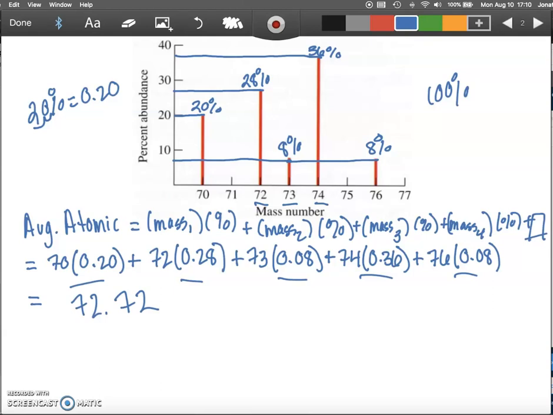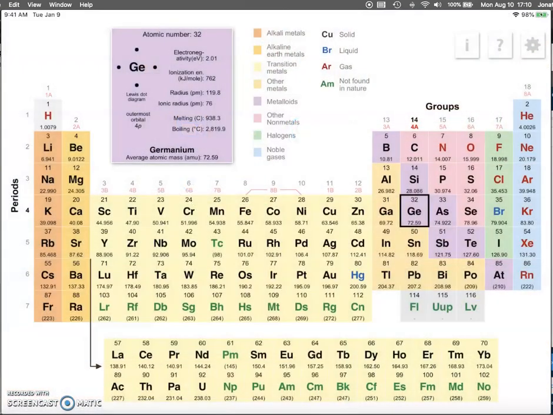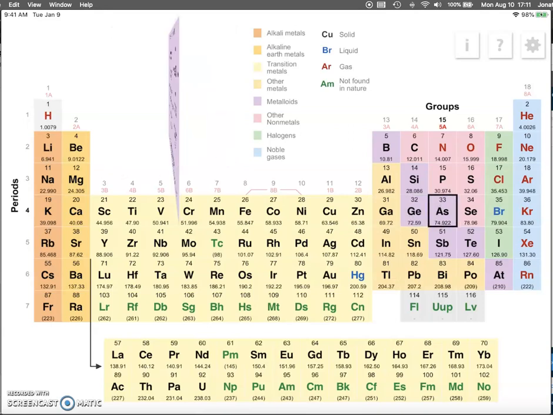Well, what we're going to need to do is go to the periodic table and then find the average atomic mass that is either exactly 72.72 or very close to it. So as luck would have it, I do have a periodic table right here. I've already got it highlighted for you, but if we come down here and look at germanium, we see that germanium has an average atomic mass of 72.59. That's pretty close, but just to be on the safe side, let's look at the next one over.